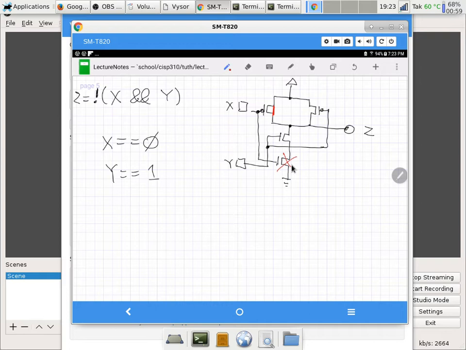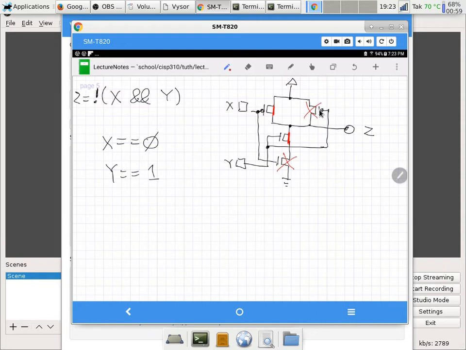And then we track down Y. Okay, so Y is 1. It is going to this transistor here. And because it's a P transistor, the input is high, so the device is off, it is not connecting. So we put a big cross here, and then the corresponding AND transistor is going to connect here.